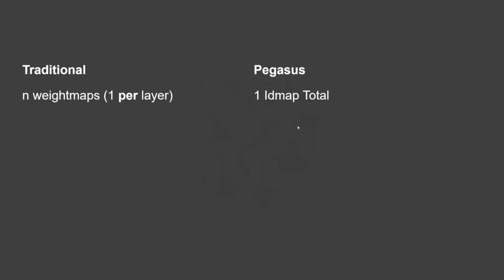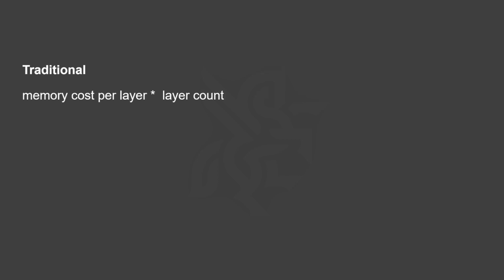With Pegasus, with the ID map, we just have one ID map total, regardless of the layer count. So essentially, we're able to avoid having a memory cost that's tied to the number of layers. We just have a fixed memory cost with that one ID map. And additionally, we also don't have to worry about sending backwards and forwards between Houdini and Unreal all of these individual weight maps. We just send backwards and forwards one.